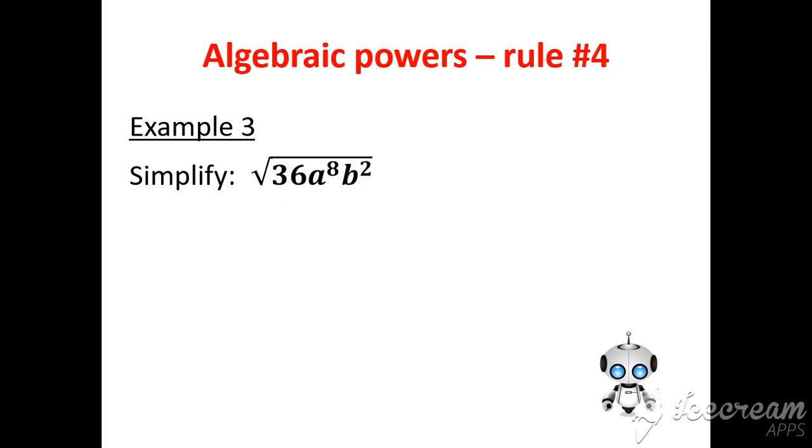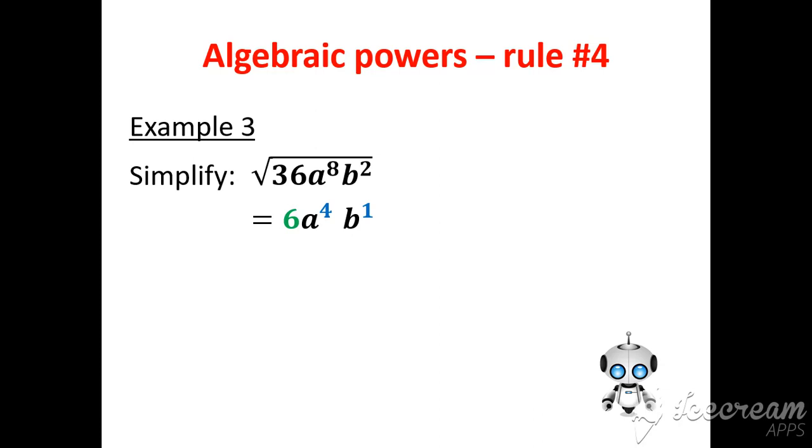Right, what about example 3? Simplify the square root of 36 times a to the power of 8 times b squared. Well, here's my answer. I got 6 because I took the square root of 36, and the square root of 36 is 6 times 6. 6 times 6 is 36, so the square root of 36 is 6.